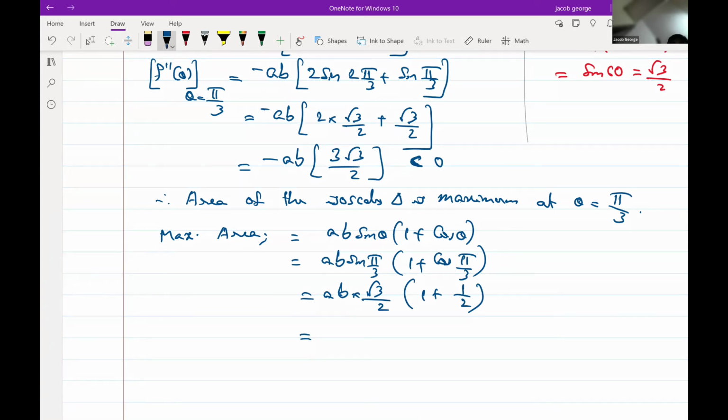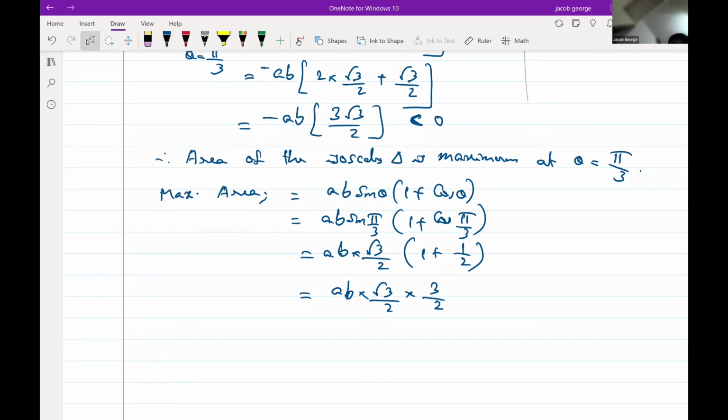You will write the answer in square units. So AB into root 3 by 2, 1 plus 1 by 2 is 3 by 2. So the final answer is 3 root 3 by 4 AB square units. Please write. 3 root 3 by 4 AB square units is the final answer. Okay, so this completes this question.